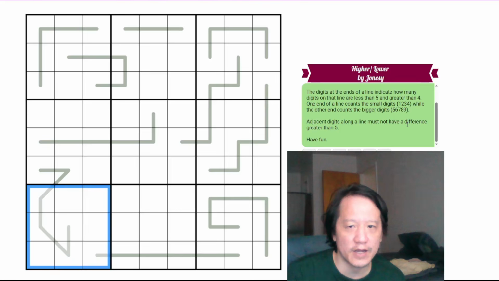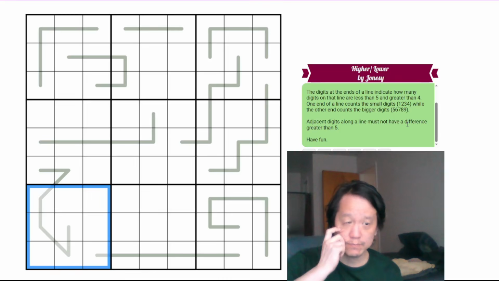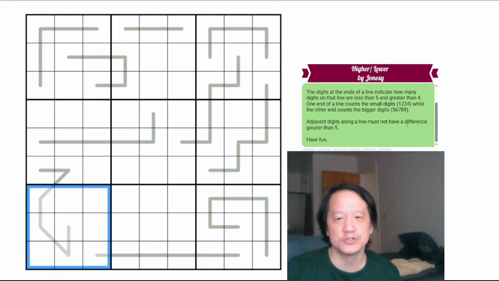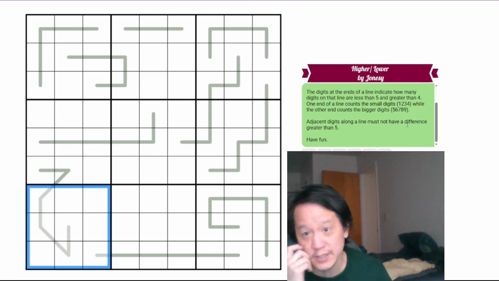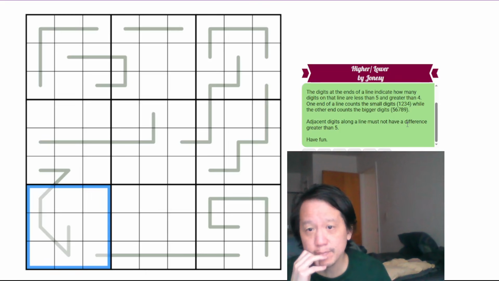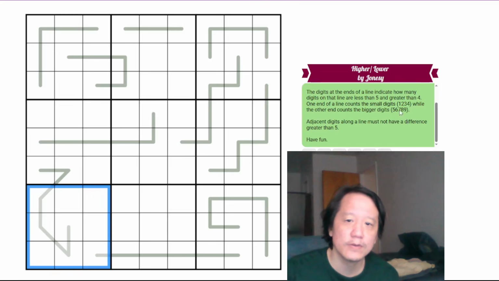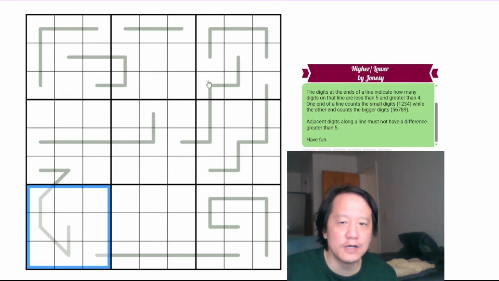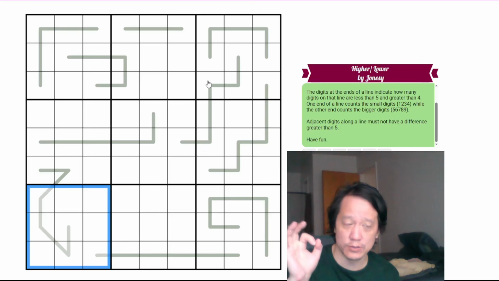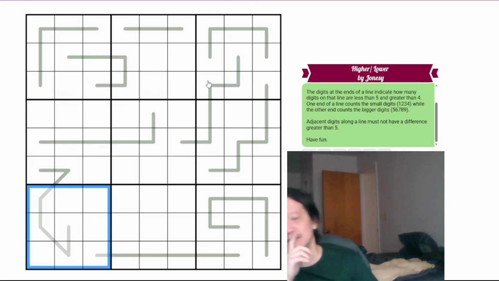One end of the line counts the small digits, which are 1, 2, 3, 4, while the other end counts the bigger digits, which are 5, 6, 7, 8, 9. Adjacent digits along a line must not have a difference greater than 5. Oh, that's interesting.